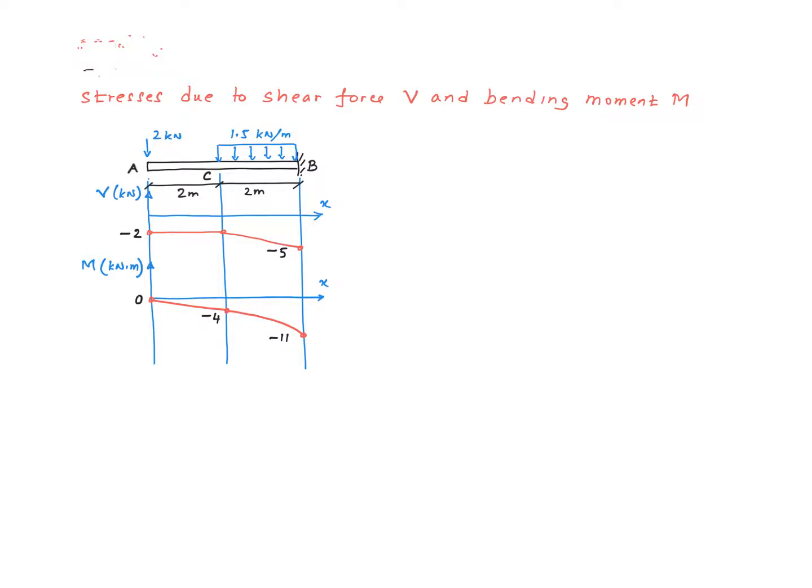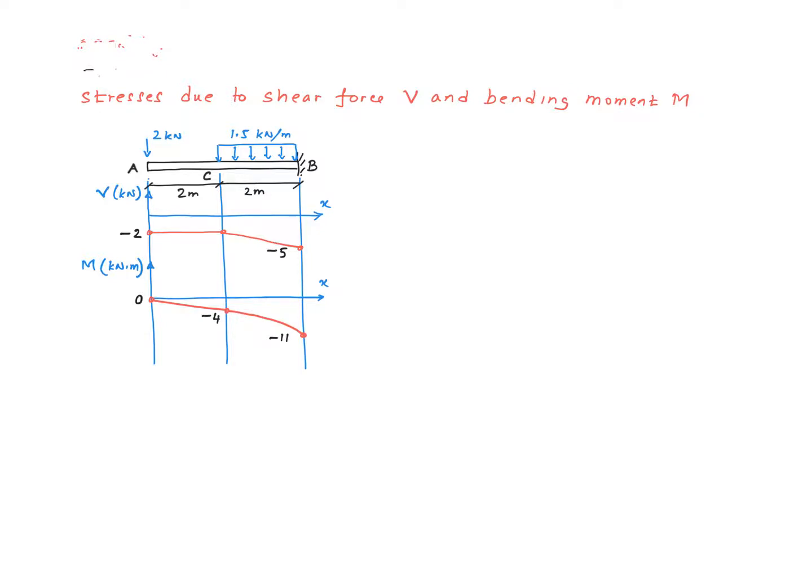So here's an example. We have a cantilever beam fixed at point B and subjected to a point load at point A. The value of the point load is 2 kilonewton, and we have a distributed load from point C to point B. The value of the distributed load is 1.5 kilonewton per meter, right? Here is the shear force diagram for that, and here is the bending moment diagram for that, right? The shear force diagram and the bending moment diagrams are indicated by these red lines, right? So we design the beam that is capable of supporting these shear and bending moment values.